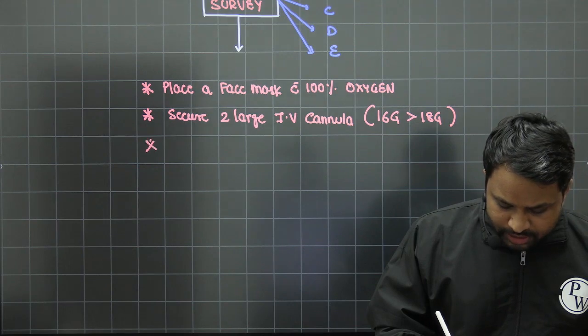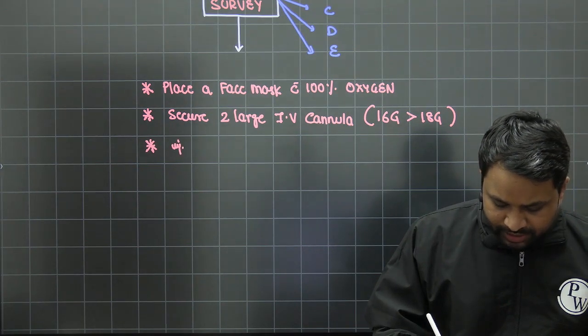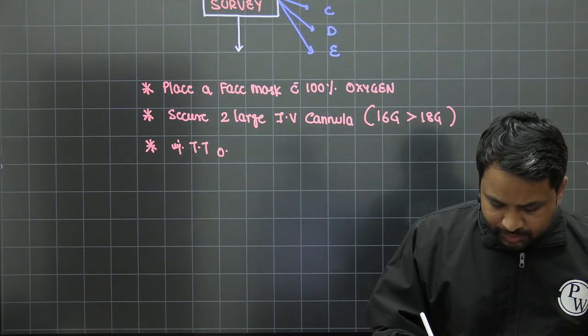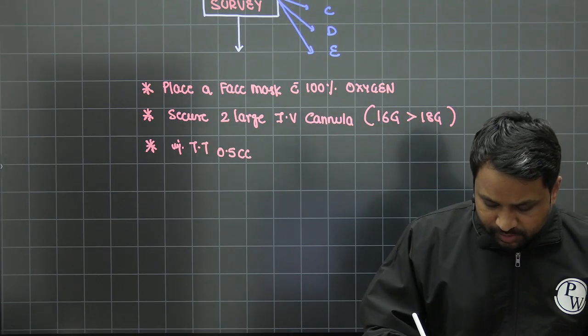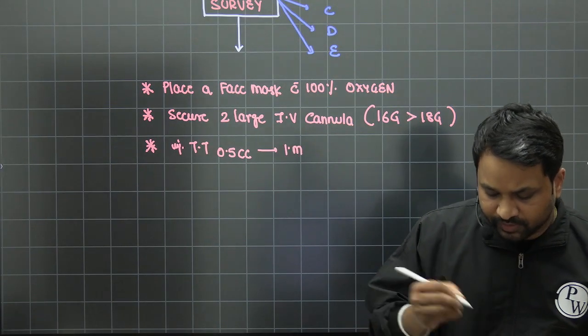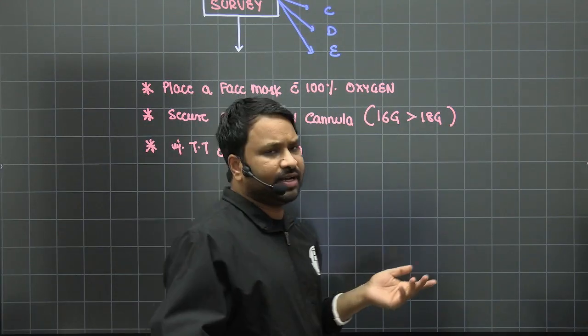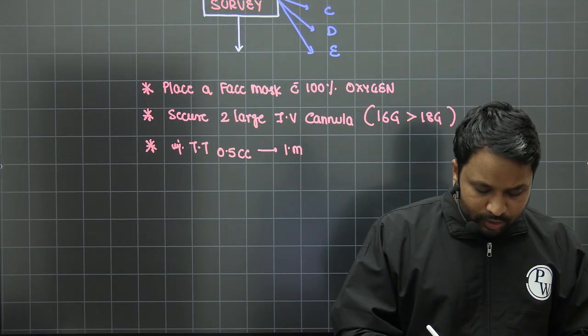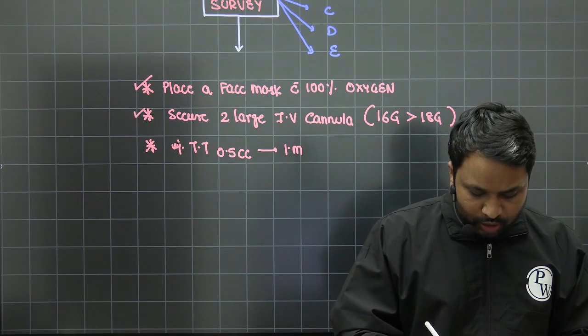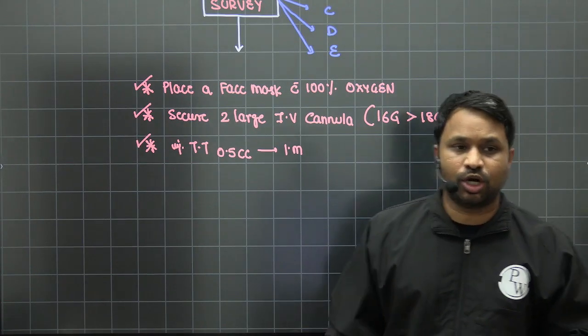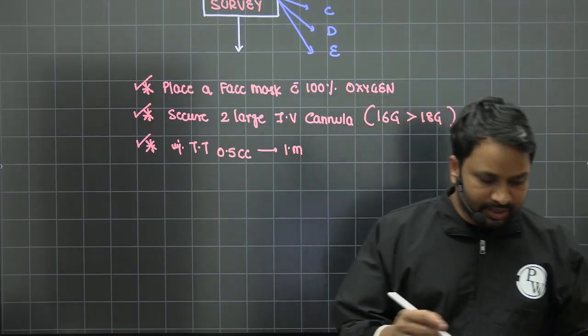Now all patients of burns who come to you should be given an injection of tetanus toxoid, that is TT, 0.5 cc intramuscular, right? It's a prophylaxis. So I'm going to put a mask, oxygenate the patient, secure 2 large IV cannulas, give a TT shot, and this is what you have done in the immediate form that you've seen.